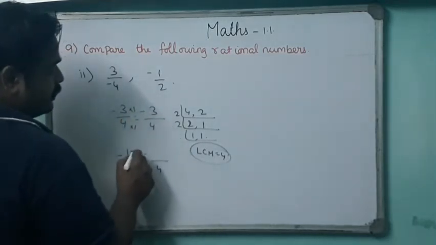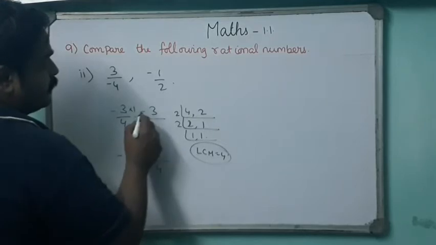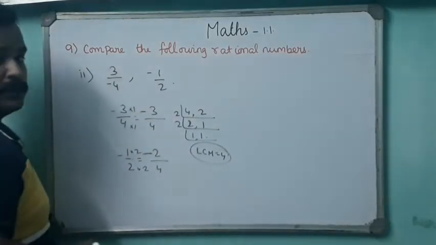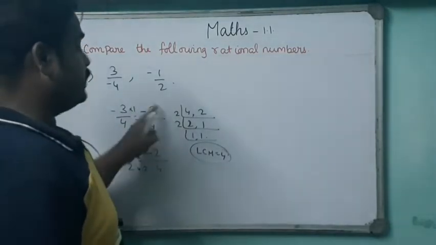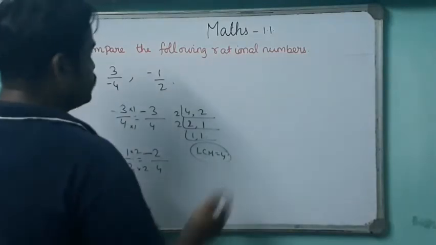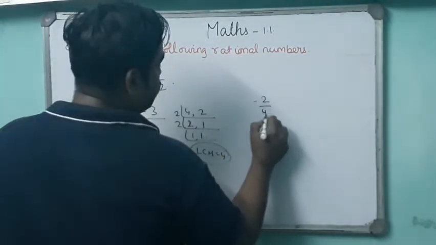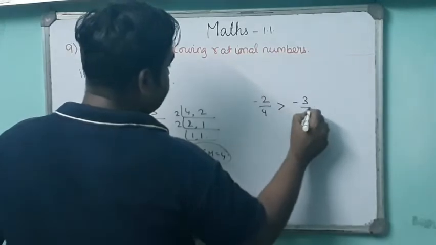2 2s are 4, 1 2s are minus 2. Now look at the numerators, minus 2, minus 3. Which is greater? Minus 2 is greater, minus 3 is smaller. Right? So how can you write? Minus 2 by 4 is greater than minus 3 by 4.